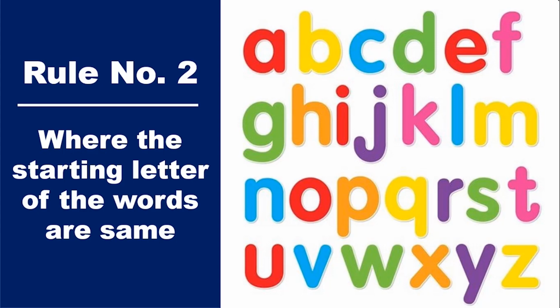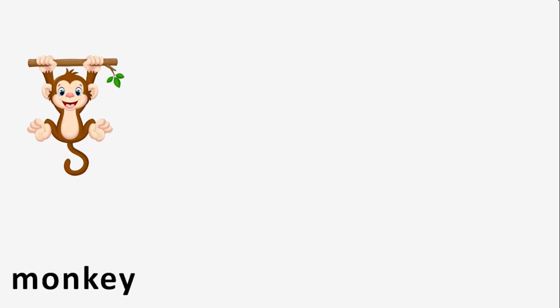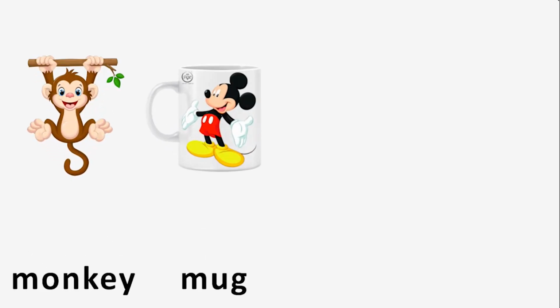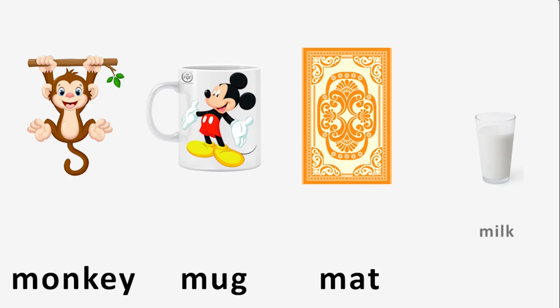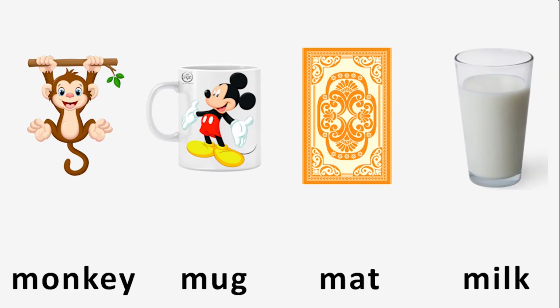Rule number 2 says where the starting letter of the words are same. Oh my god, when the starting letter will be same for all the words, then what are we going to do? Don't worry, I will tell you. Let's see an example for it first. Monkey, mug, mat and milk. Now see all these 4 words start with the same letter M. So in such a case, when the first letter is same for all the words, you have to see the second letter. Then you have to arrange the words in alphabetical order.